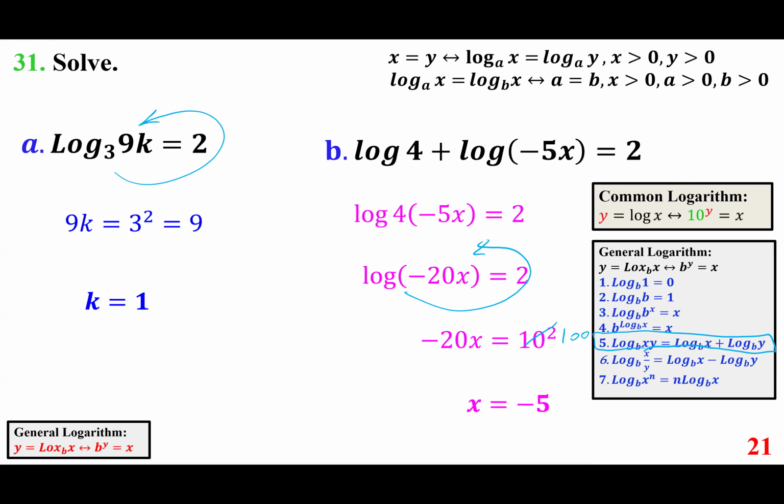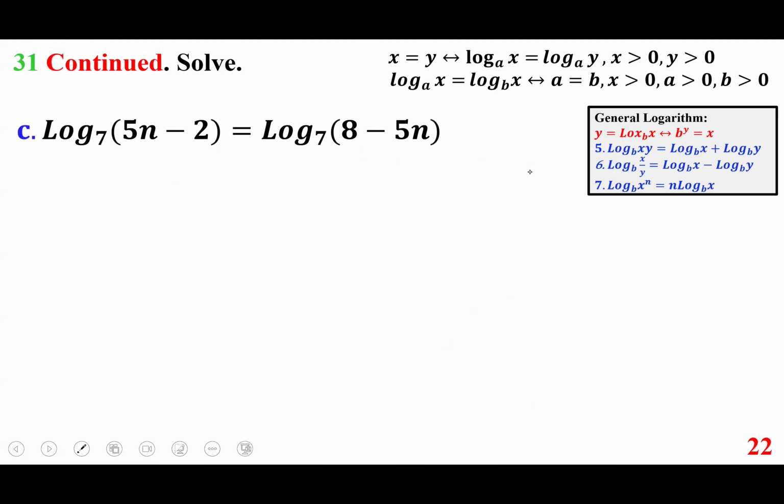By the way, you have to check. This is fine. -5 makes this one positive, because the argument of log must be positive. That's why you check. Log base 7 of 5n minus 2 and log base 7 of 8 minus 5n are the same, since they have the same base, and there is only one log on each side. They must have the same argument. 5n minus 2 and 8 minus 5n must be the same.